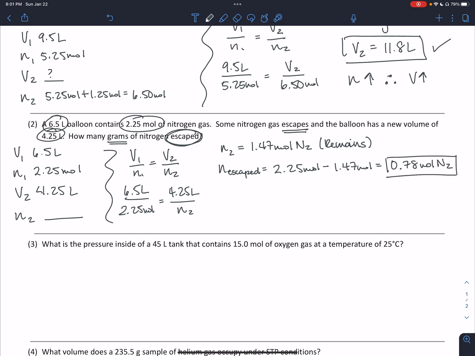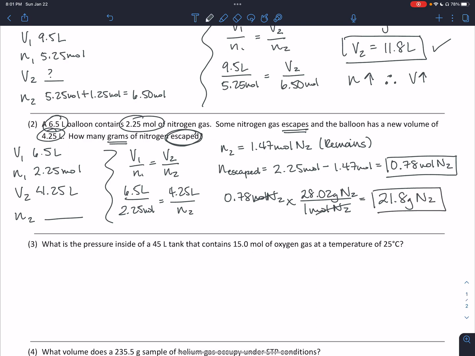And if it asked for moles of nitrogen that escaped, we'd be done. But it asked for grams, so we had to do one last step. So 0.78 moles of N2, oops, sorry, not grams, moles. And we want to convert that to grams. So that's molar mass. So 1 mole of N2 has a mass of 28.02 grams of N2. That's just straight off the periodic table. Each atom of N is 14.01, so I just doubled it. And if we do our multiplication here, we're going to find that 21.8 grams of N2 escaped from our balloon.